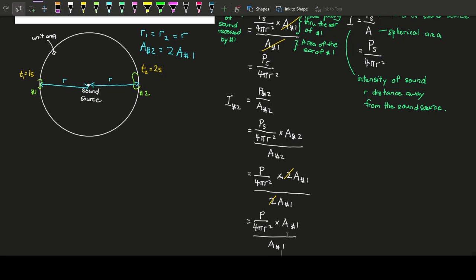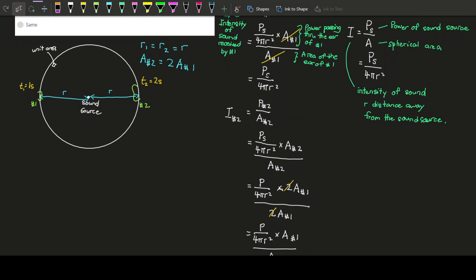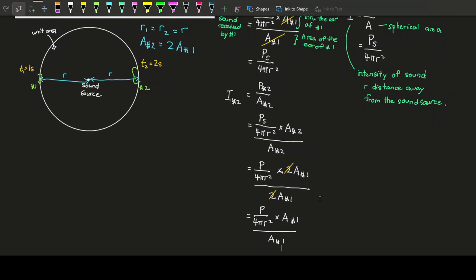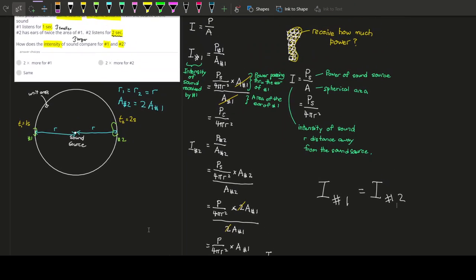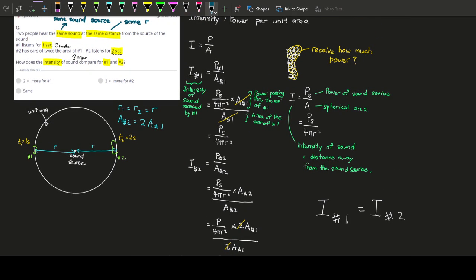So you can see this thing is exactly the same as this thing. Okay, they are identical. Okay, this one is identical to this one. So we can straightaway say that they are equal to I of person number 1. Therefore, the conclusion we can make here is the intensity of person number 1 is equal to the intensity of the sound received by person number 2. So they are the same. The answer is they are the same.